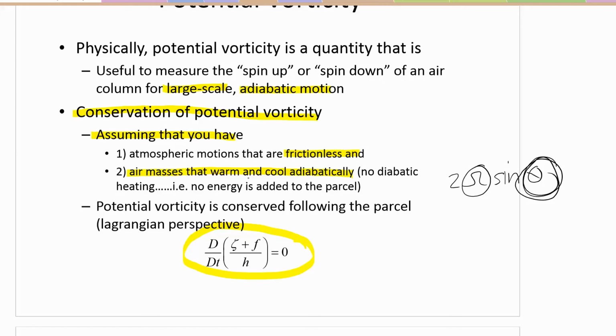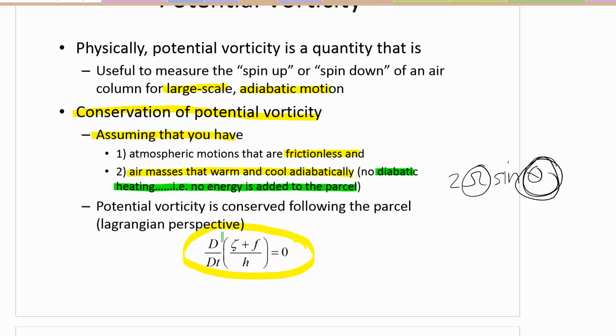So what it means that we need to assume adiabatic, by the way, is we need to say that we have no diabatic heating, i.e. no energy added to the parcel. No absorption of radiation from the sun, no absorption of heat from conduction between the parcel and the environment around it, etc. So we need to assume adiabatic, we need to assume frictionless.